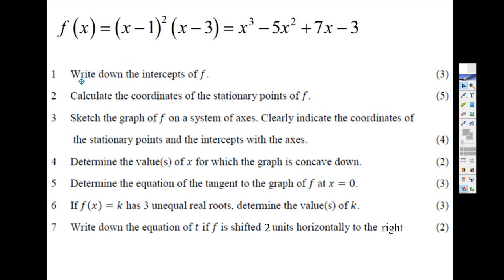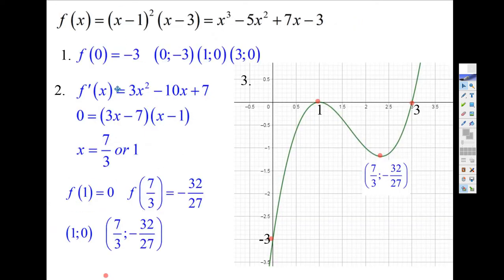Now the first question is, write down the intercepts of the function, calculate the stationary or turning points, and then sketch the graph. And we're just going to go through that. What does this look like? Well, the first one, to find the y-intercept, you just let x equals 0 right here. All of this becomes nothing, and y is minus 3. So if you put 0 in there, you'll get minus 3 out for y. You just have to try it yourself.